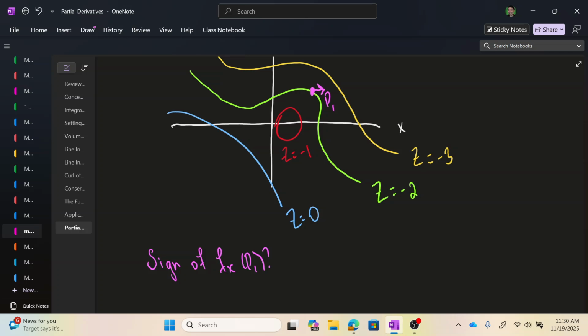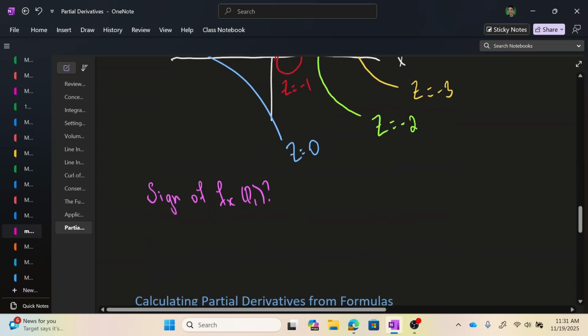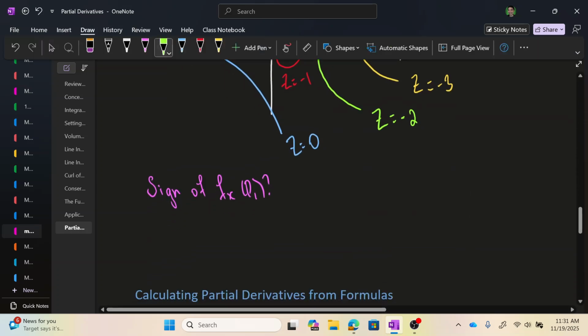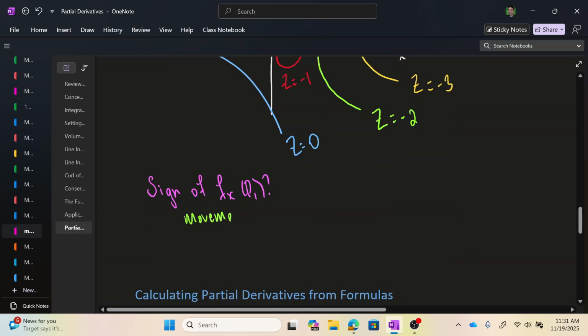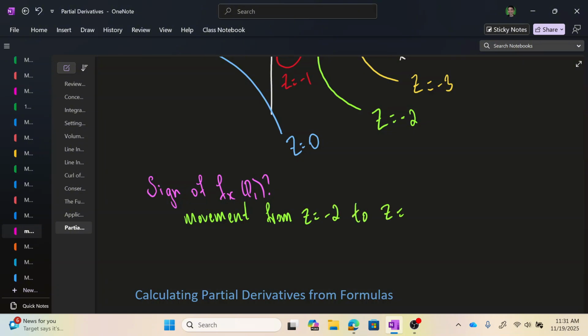If I move from the point P1 slightly to the right to correspond to a small increase in the x values, I see that that movement takes me away from the level curve z equals -2 and toward the level curve z equals -3. So this is a movement from z equals -2 toward z equals -3.